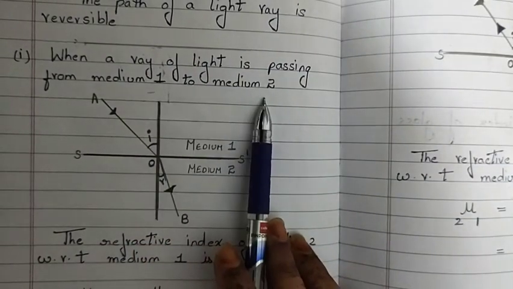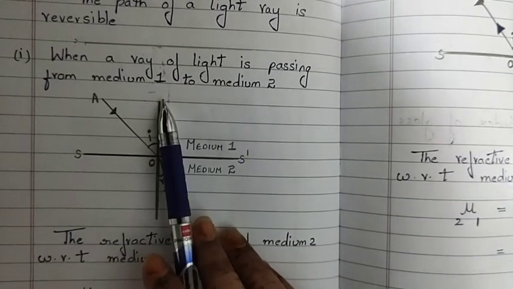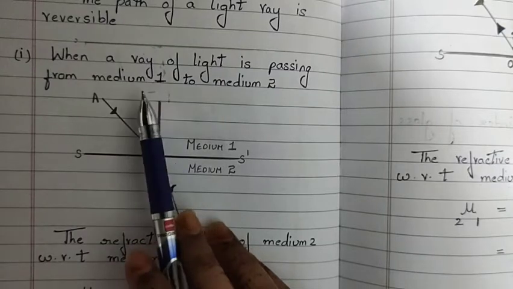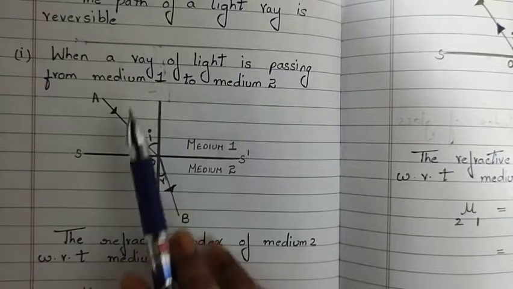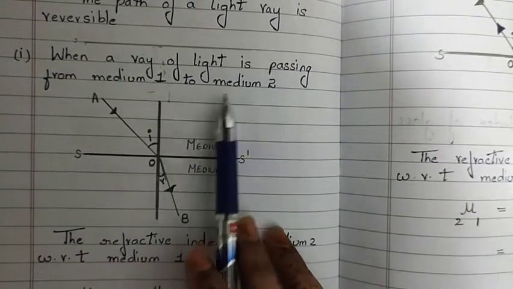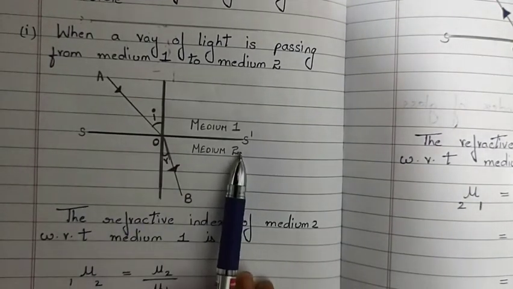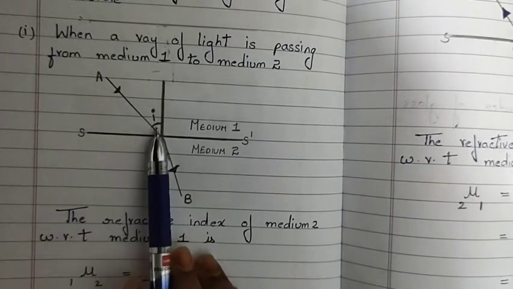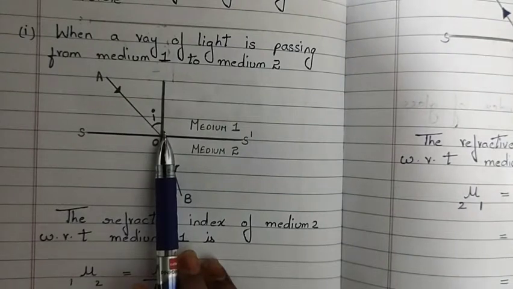1 to medium 2. So what do you understand by medium 1 and medium 2? Here the medium can be anything. The light ray can pass from glass to water or water to glass, or air to glass or glass to air. So here the light ray is passing from medium 1 to medium 2. You can see there is a plane surface SS dash, and the incident ray, that is AO, is incident at an angle at the medium 1 surface.